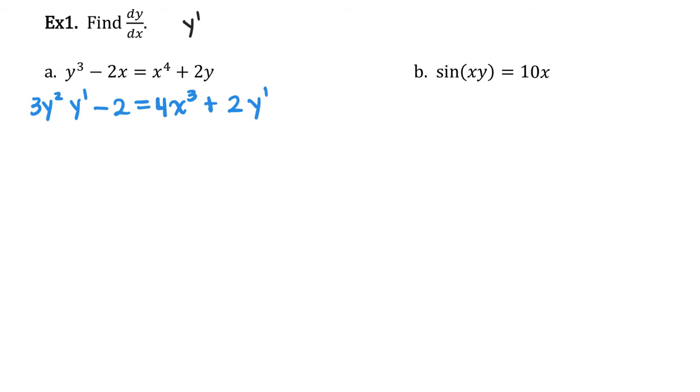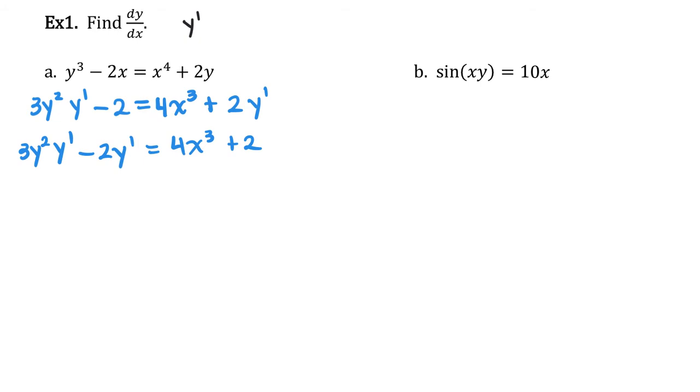Okay, next I'm going to move all the y prime terms to the left and the other terms to the right, or it doesn't matter which side as long as they're isolated. So 3y squared y prime is good here. I'm going to subtract the 2y prime over here. Now on the right side I have the 4x to the third, and then I'm going to add the 2 over to this side.